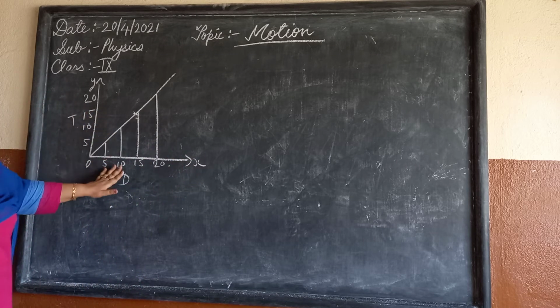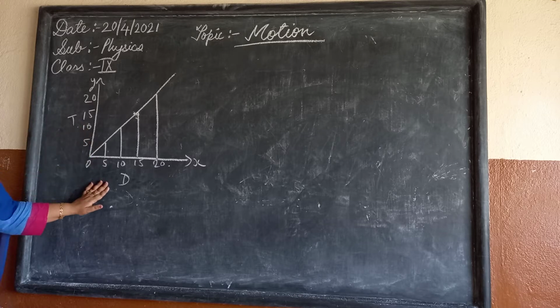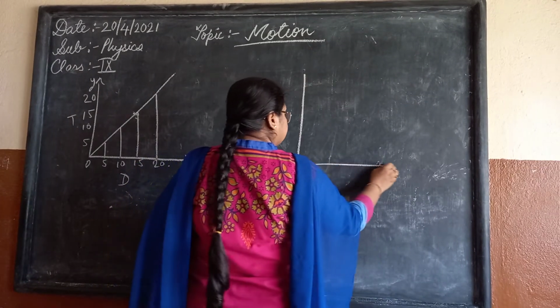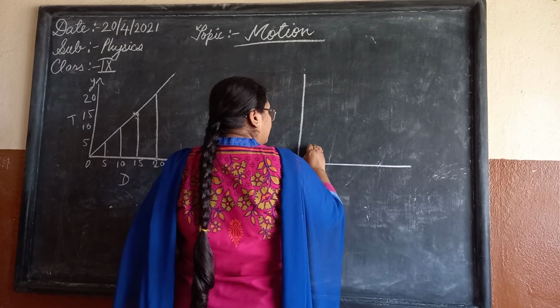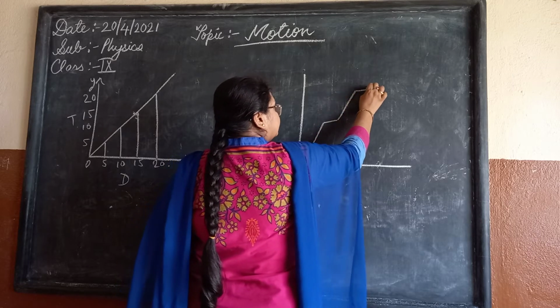Now this graph shows uniform motion. Uniform motion can be defined as an object moving equal distance in equal interval of time. That is what we call uniform motion. Clear? But in the non-uniform motion case, what will happen? It will move in different movements, just like this.